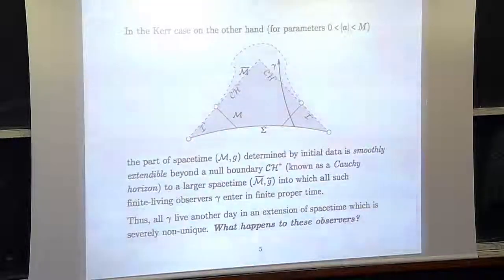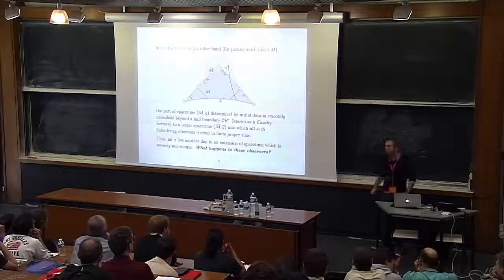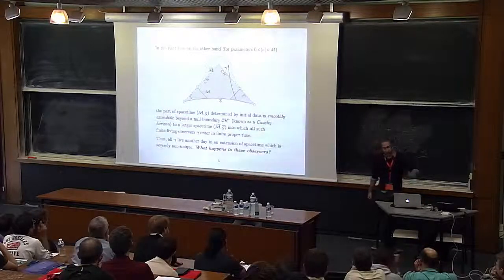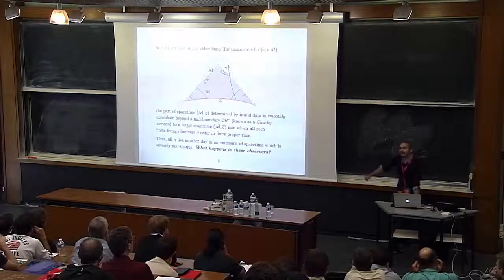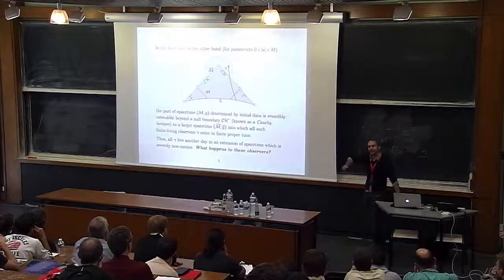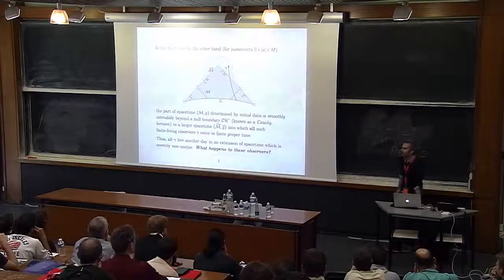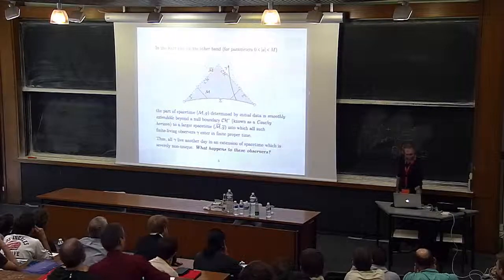But we also know that things change completely when you look at Kerr. Kerr is still geodesically incomplete. But now the part of spacetime which is determined by initial data, the darker shaded region depicted here, is in fact smoothly extendable beyond a null boundary, known as the Cauchy horizon, to a larger spacetime (M tilde, g tilde). And in fact, all finitely living observers in the original spacetime can indeed pass into this new extended spacetime to live another day.